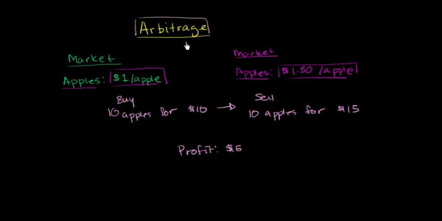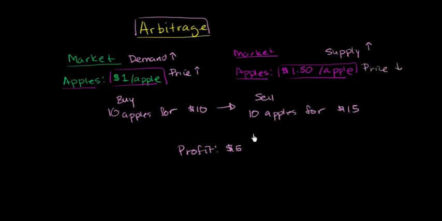And just to imagine a side effect, if someone did this enough, it would increase the supply of apples here. So the supply would increase in this market. And in this market, the demand would increase, because there's someone who just keeps buying from this market and selling into that market. So what's eventually going to happen, when demand increases, the price will go up in this market. And when the supply increases in this market, the price will go down.